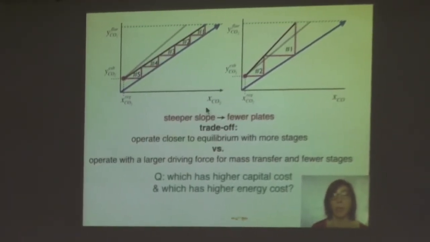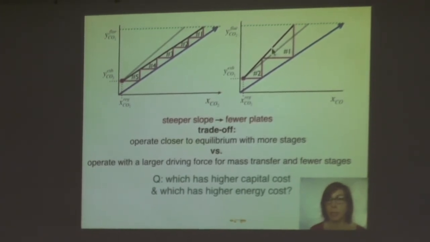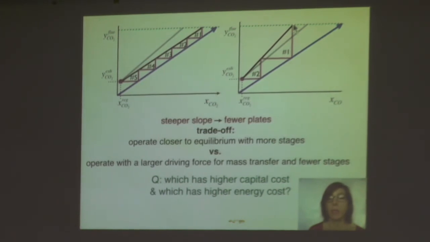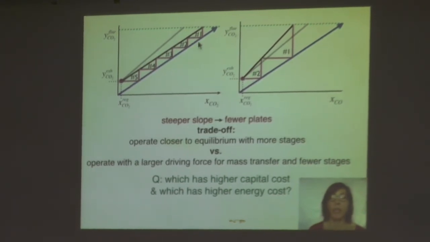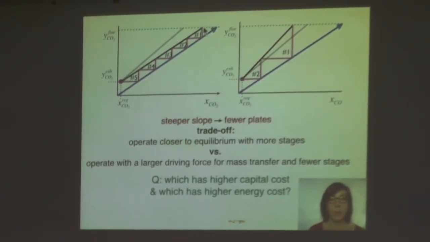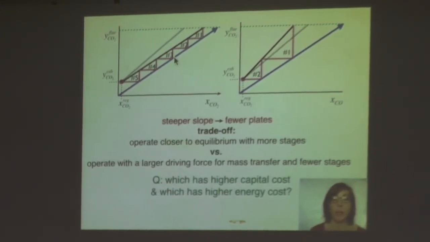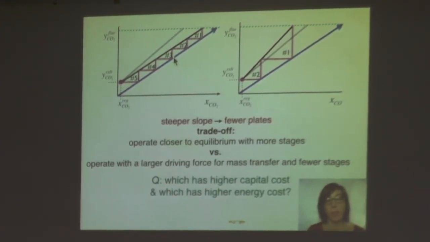Now let's make a little comparison here of two scenarios where we've changed the slope of the operating line, or the liquid to volume flow rate. Over here with a steeper slope, we see that fewer stages will be required, whereas over here with a slope that's less steep, we see more stages will be required, but we'll be operating closer to equilibrium. So something for you to think about is which of these has a higher capital cost, and which will have a higher energy cost.